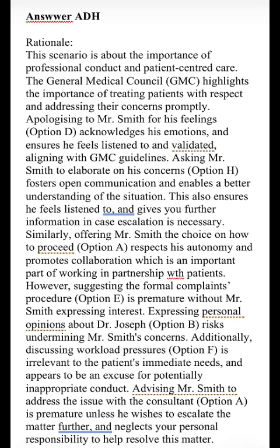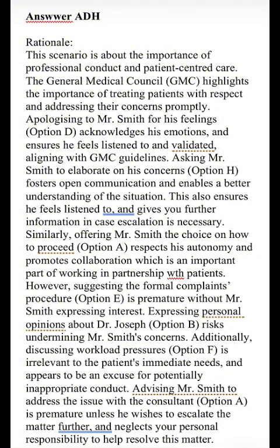Asking Mr. Smith to elaborate on his concerns, option H, fosters open communication and enables a better understanding of the situation. This also ensures he feels listened to and gives you further information in case escalation is necessary. Similarly, offering Mr. Smith the choice of how to proceed, A, respects his autonomy and promotes collaboration, which is an important part of working in partnership with patients.